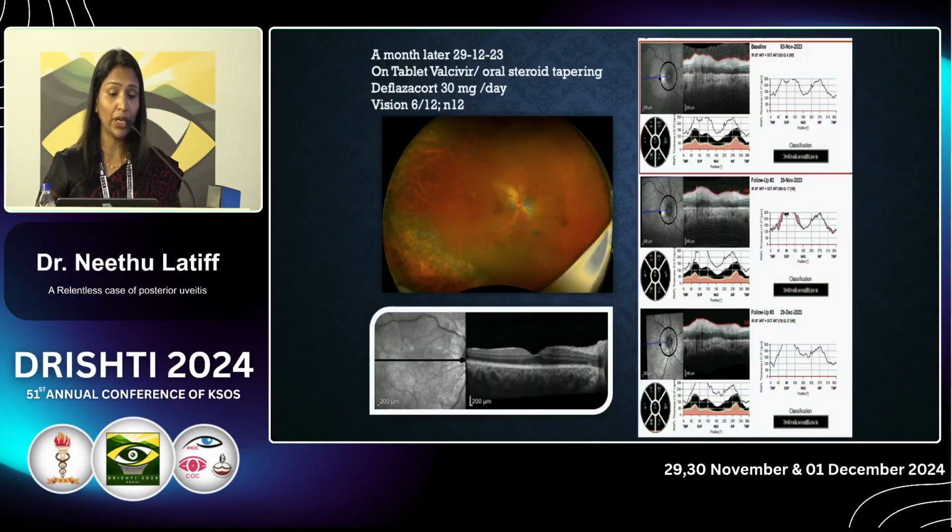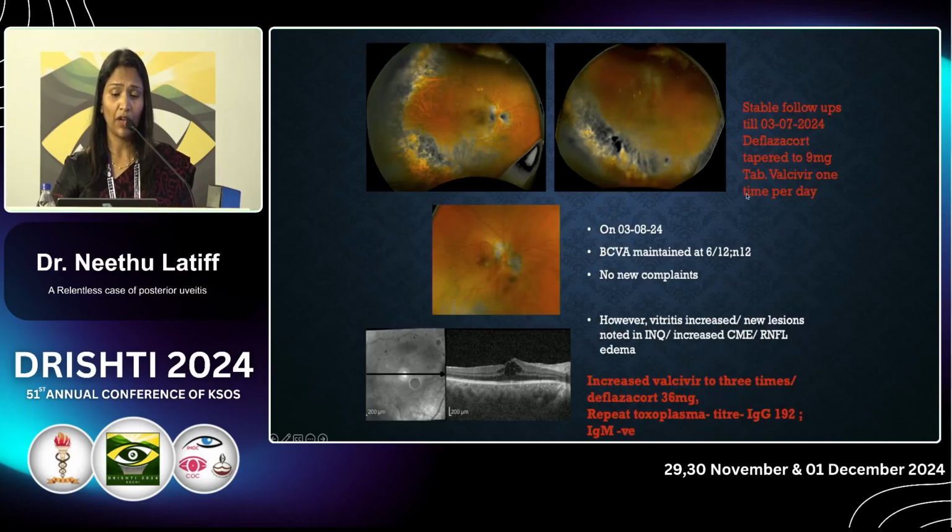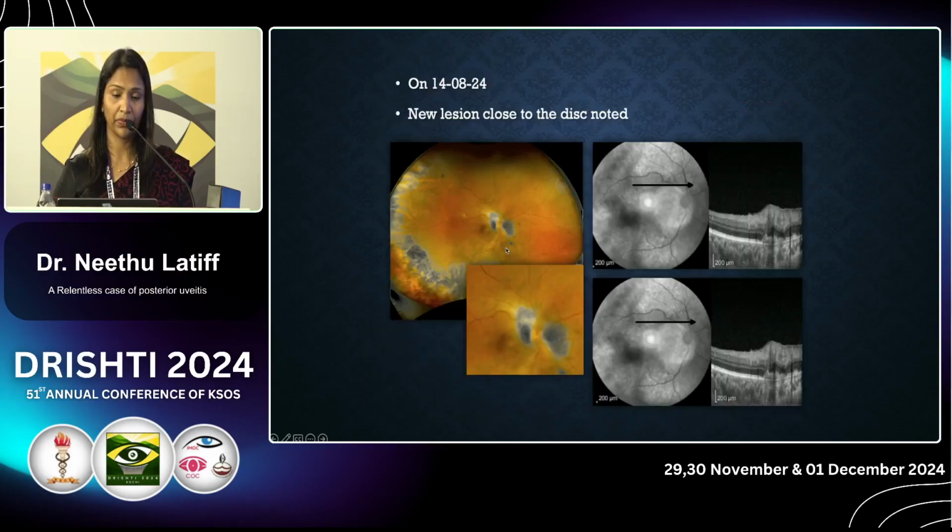She was doing well with this treatment, but her RNFL edema was persisting. So after a few months, she came with a recurrence. There was vitritis, with new lesions noted in the inferonasal quadrant with CME. So we increased the valacyclovir to 3 times, gave deflazacort 36 mg, and repeated the toxo titers, which were positive for IgG, negative for IgM. There was also very suspicious activity in the peripapillary area.